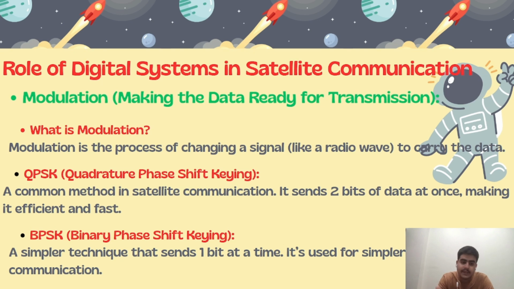And the third one is BPSK, that is binary phase shift keying. It is a simpler technique that sends 1 bit at a time. It is used for simpler or lower speed transmission. If we want to send the data at a lower speed or get the full data of the transmission, we will use BPSK. So this is how it goes.